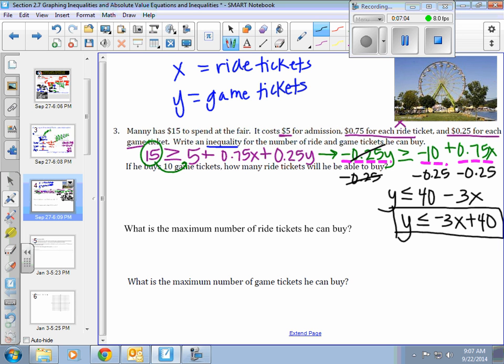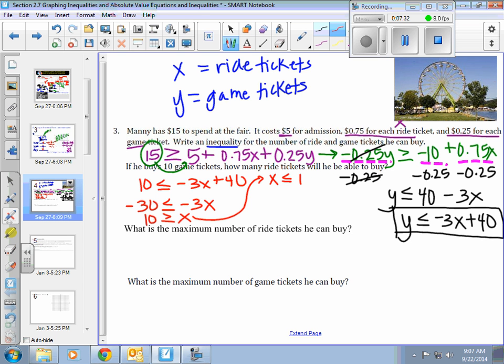Then, if we look at the next part, it says if he buys 10 game tickets, how many ride tickets will he be able to buy? So we just plug in 10 for the game tickets. Remember, game is your y. So we have 10 is less than or equal to negative 3x plus 40. Subtract 40, so I have negative 30. And when we divide, remember our inequality sign needs to flip. So this is saying x has to be less than or equal to 10.